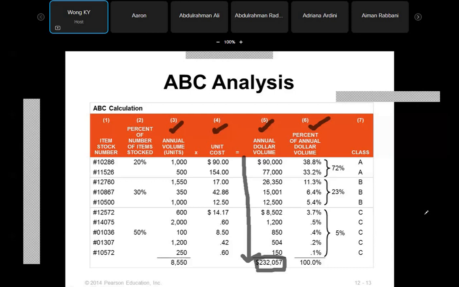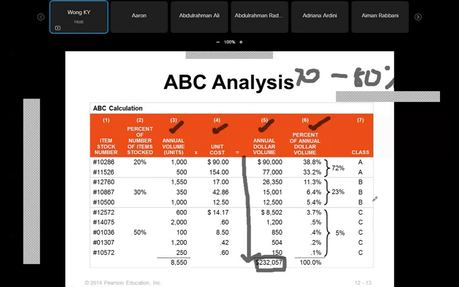Now, this general rule says that about 20% of the total inventory items should belong to class A. So if we take 20% times 10, it means 2. So the first two most valuable inventory items will be classified as class A. Class A accounts for about 20% of the total inventory items, and class A will also account for about 70 to 80% of the annual dollar values of the inventory.